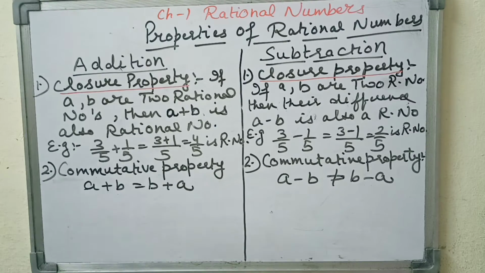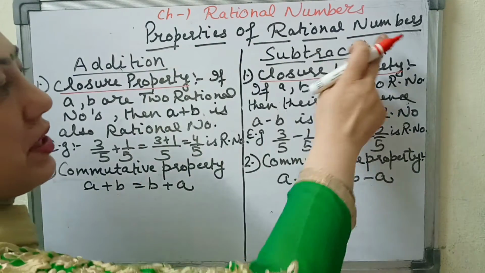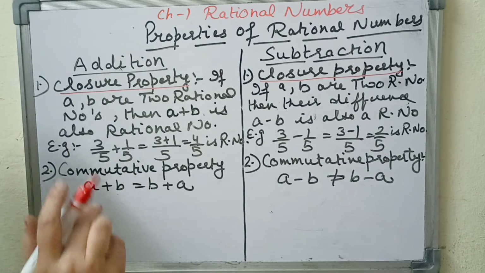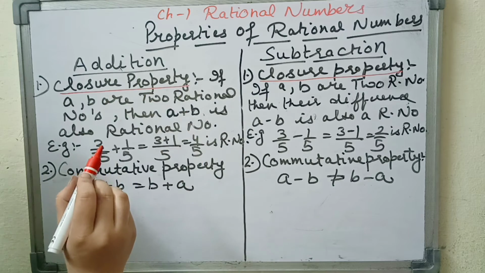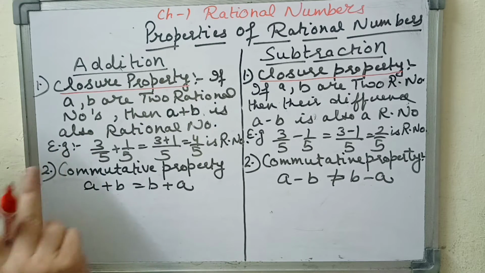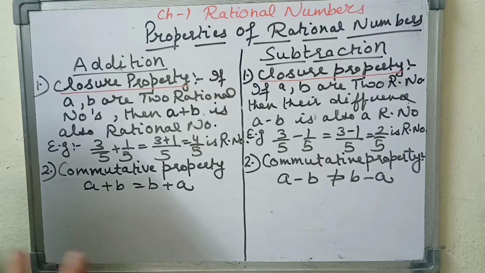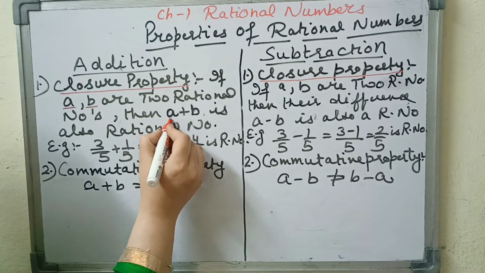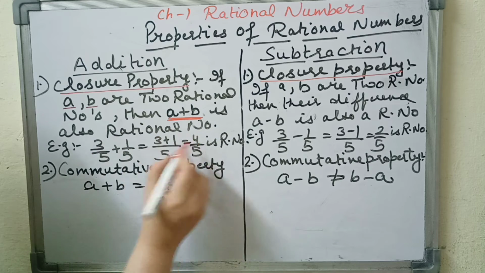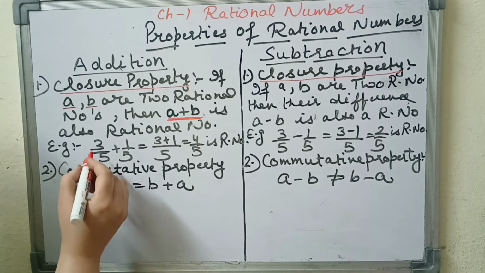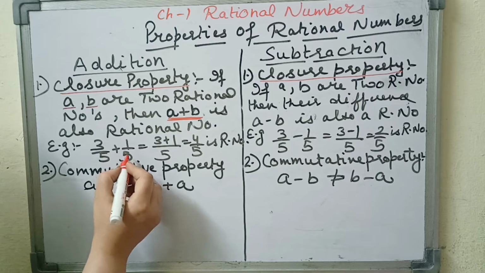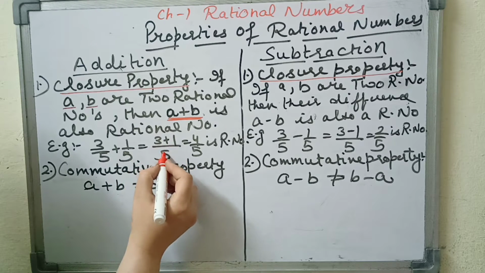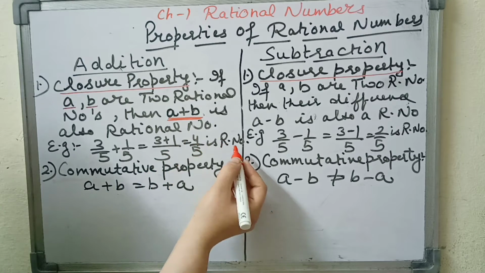Before starting exercise 1.1, let us discuss some properties of rational numbers under addition and subtraction. The first property is the closure property. In this property, the sum of two rational numbers is always a rational number. That is, if A and B are two rational numbers, then their sum A plus B is a rational number. Let us take an example, 3 over 5 plus 1 over 5. By adding, we get 3 plus 1 over 5, that is 4 over 5, which is again a rational number.